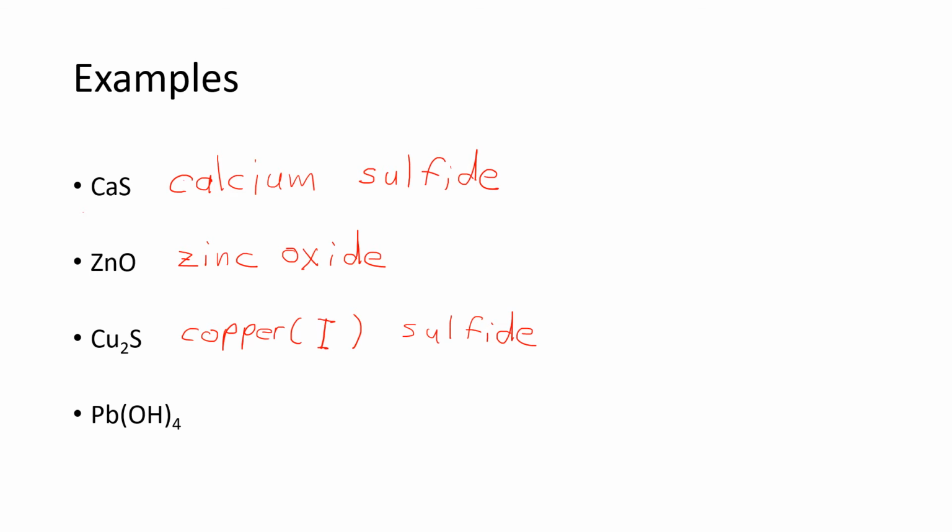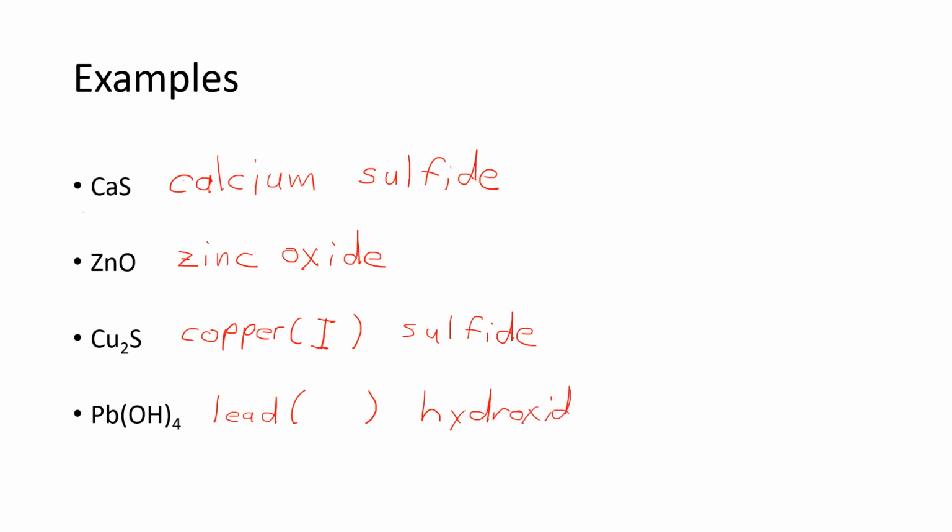And then, last but not least, we have Pb(OH)4. Pb is lead, and it is a variable charge metal. So once again, I'm going to put the parentheses and come back in a moment and figure out what number to put in there. The OH stands for hydroxide, and so we just name it hydroxide. So it's lead something hydroxide.